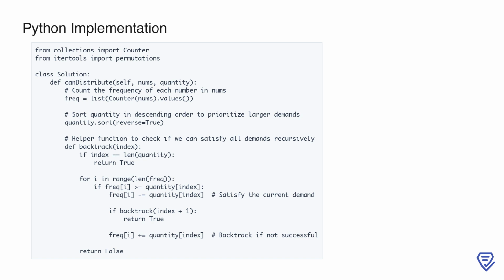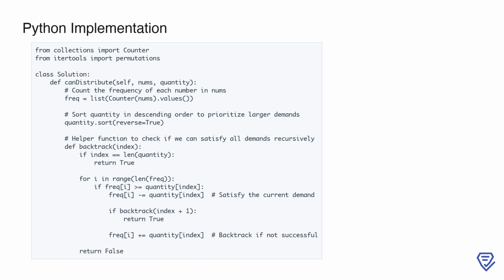Here, we start by importing the necessary libraries: Counter from the collections module to count the frequency of each number, and permutations from itertools, although permutations is not used in this implementation. We define a class named Solution and the method canDistribute, which takes two inputs: nums, the list of integers, and quantity, the list of demands that need to be satisfied.